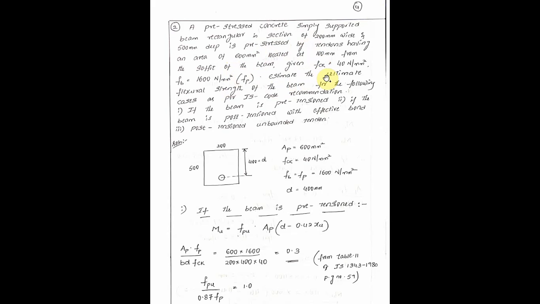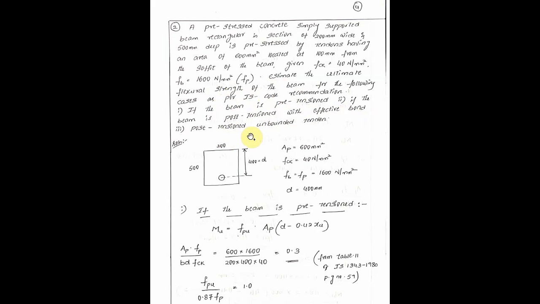Given fck equal to 14 Newton per mm square, fp equal to 1600 Newton per mm square. Estimate the ultimate flexure strength of the beam for the following cases as per IS code recommendations. First case, if the beam is pre-tensioned; second case, if the beam is post-tensioned with effective bond; and third one, post-tensioned unbonded.